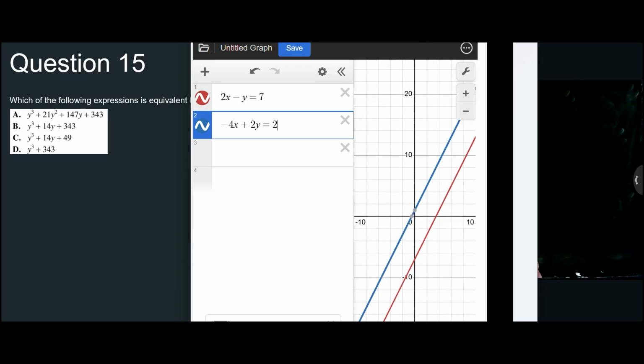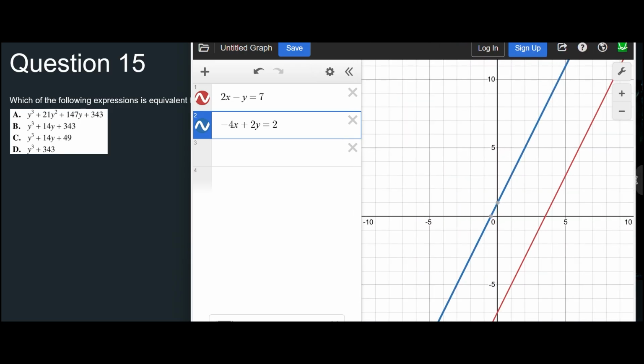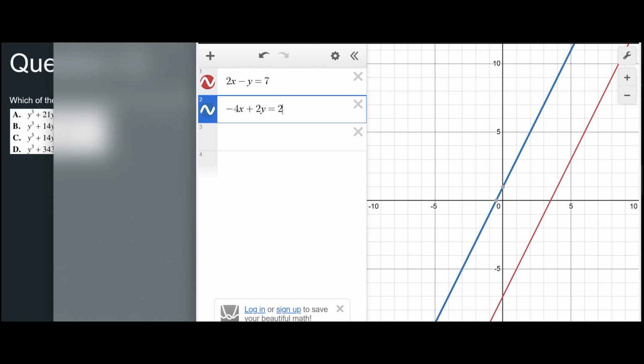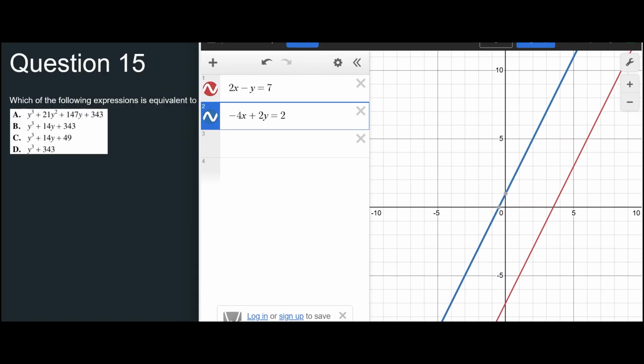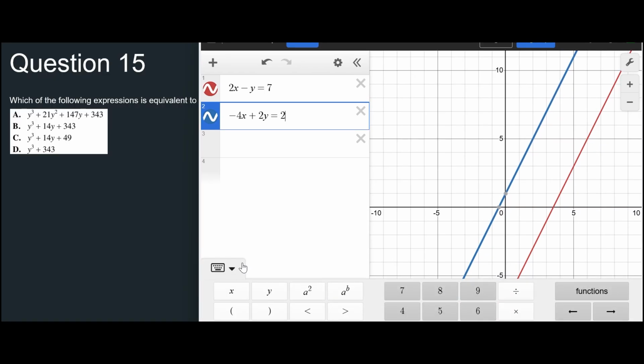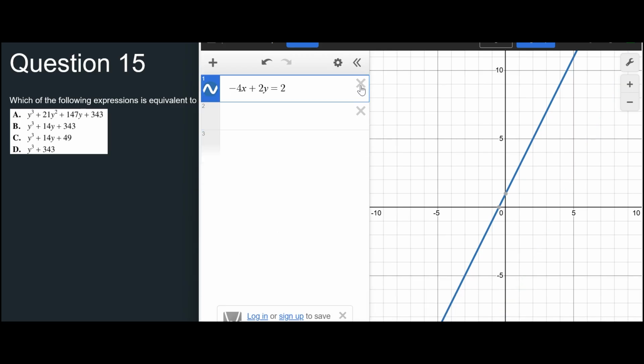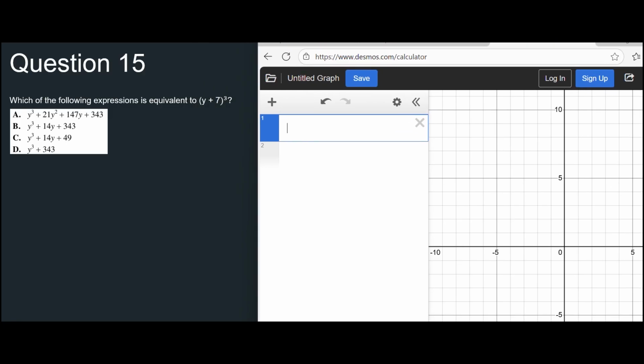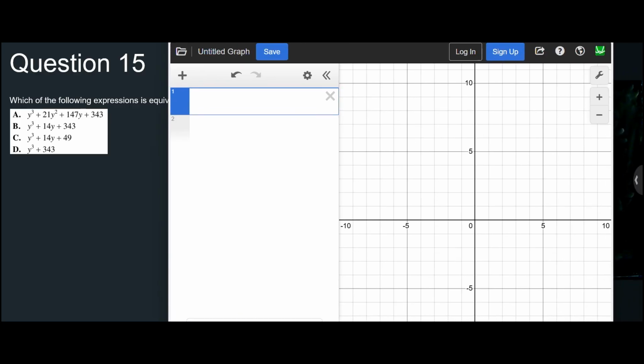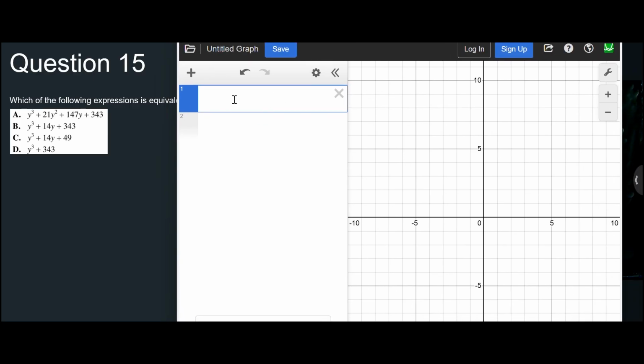So let me show you how we do this. Now again, at the bottom of my screen, I do have this keyboard down here, but I'm just going to use my keyboard on my laptop. So I'm going to X these out so I do not have them on my screen. I am going to first put in what they gave me, which is y plus 7 cubed. So let's go ahead and put that. Parenthesis, y plus 7, close parenthesis.